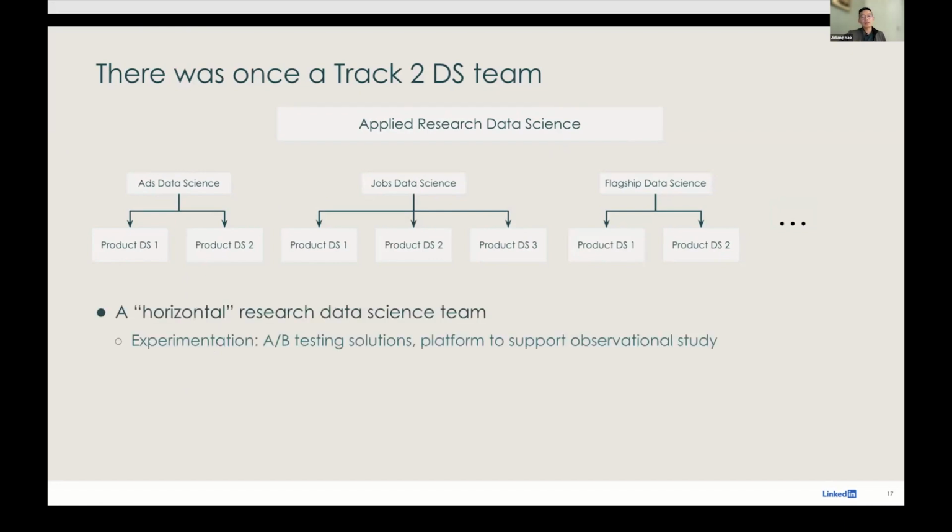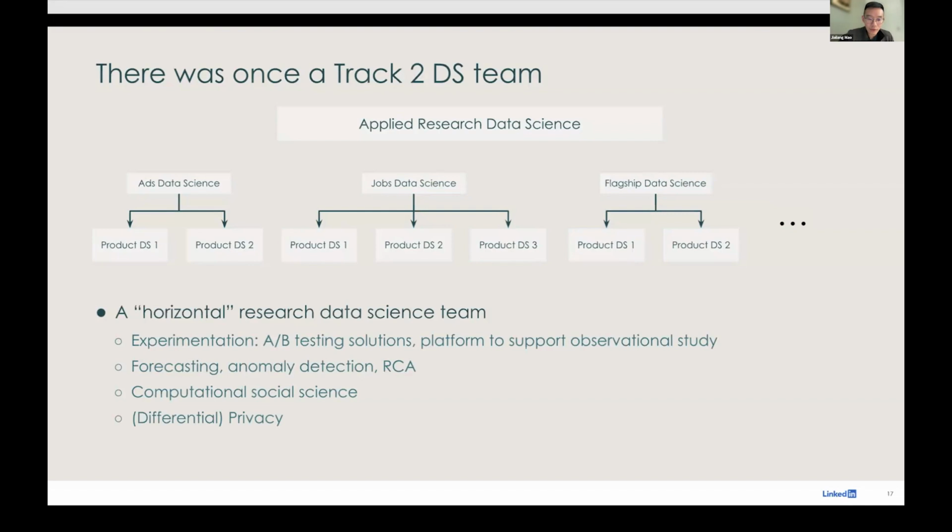For example, there might be an experimentation data science team, which is trying to build experimentation solutions for all the vertical DS teams. Similarly, there might be a team focused on forecasting, another focused on computational social science, because we have a lot of computational social science questions. And more recently, there are privacy challenges. So there's a horizontal team focusing on all the privacy challenges faced by different vertical teams.